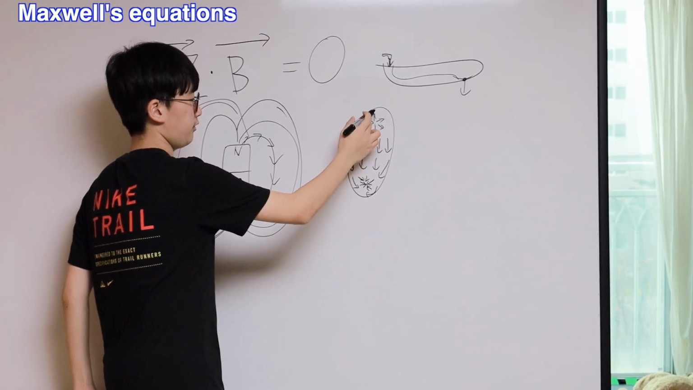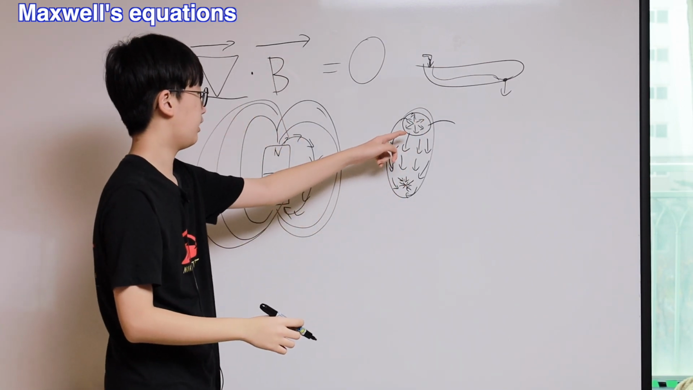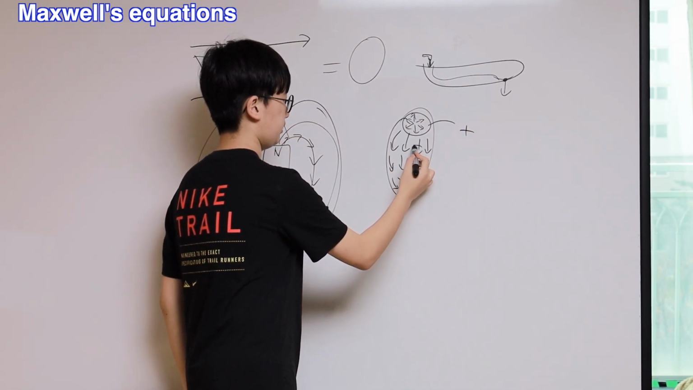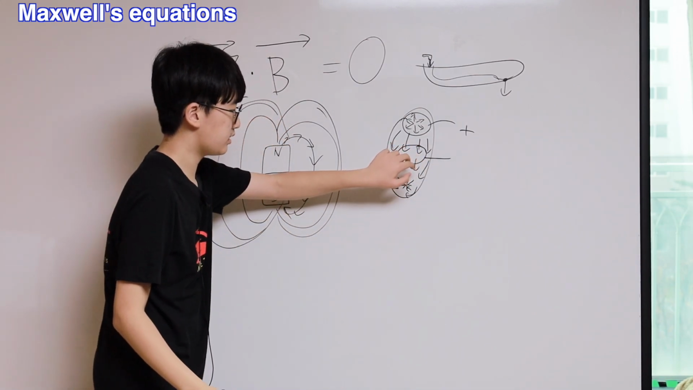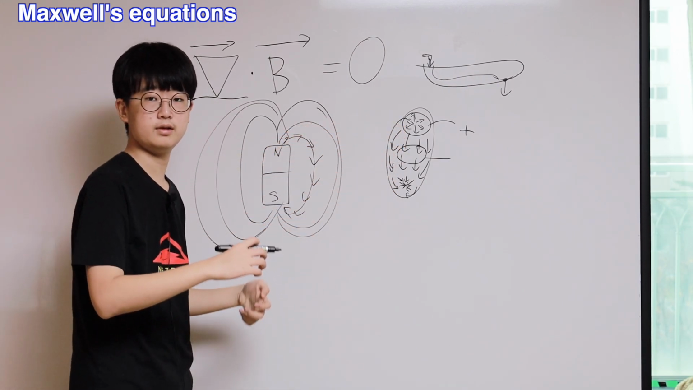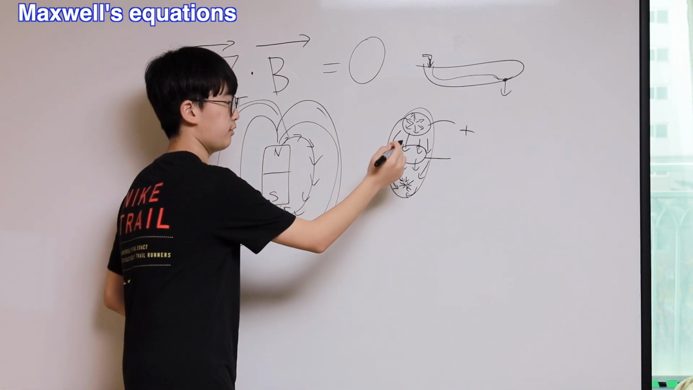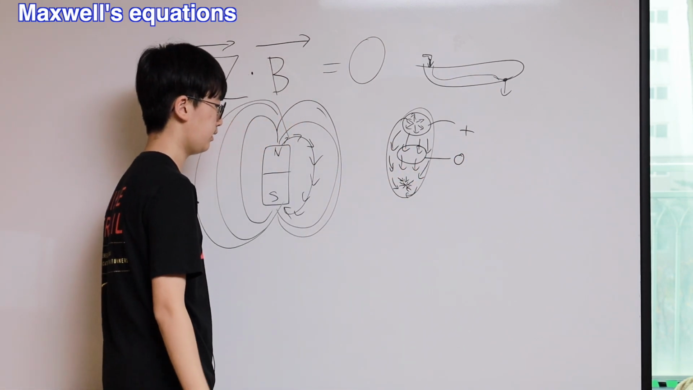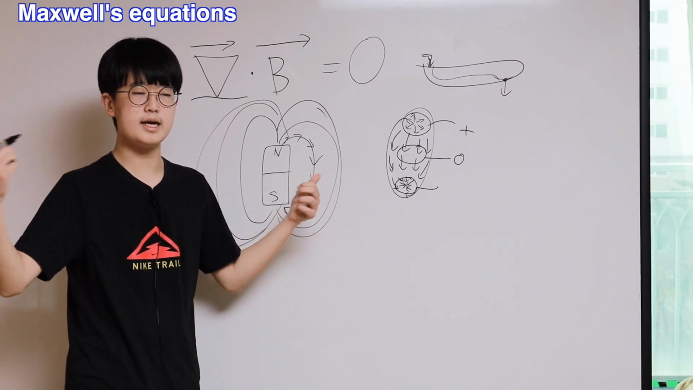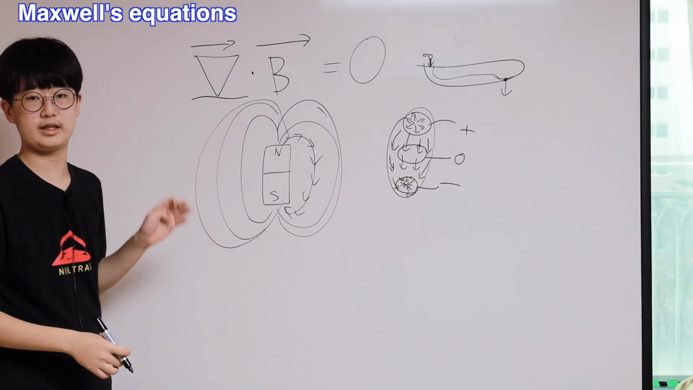Now, the vectors over here are all going outwards, so the divergence of this part is positive. Over here, the vectors are going out as much as they're coming in, the same amount, so the divergence is zero. And over here, all the vectors are coming in but none are going out, so the divergence is negative. That's what divergence is.